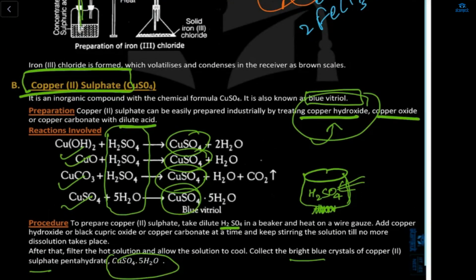And what is copper sulfate? Copper sulfate is also known as blue vitriol. And how to prepare copper sulfate? We have to mix copper hydroxide, copper oxide, or copper carbonate with dilute H2SO4 acid, right? And at last, what will happen? We will collect bright blue crystals of copper sulfate.